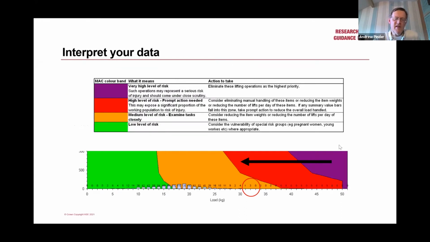And as I said, the VMAC uses exactly the same definitions of risk as the MAC. So you can see that in this case, the biggest load is amber, and you've got a medium level of risk: examine tasks closely, consider reducing the item weights or reducing the number of lifts per day of these items.